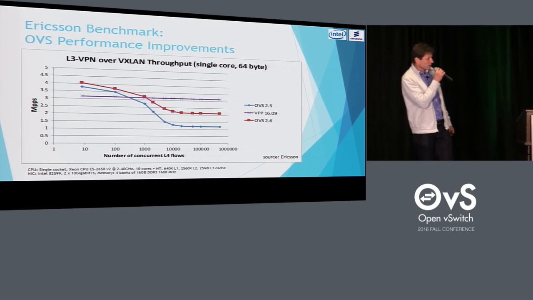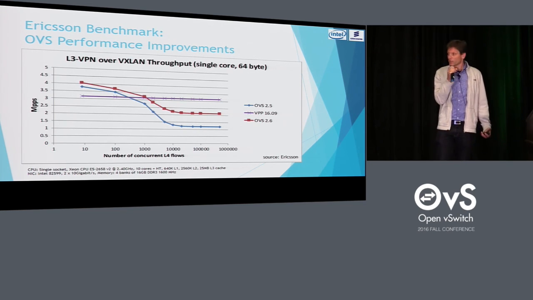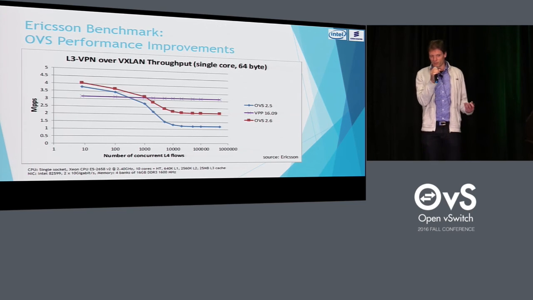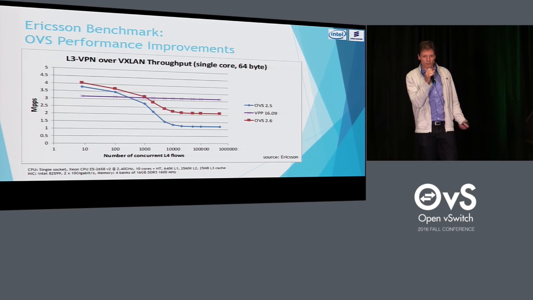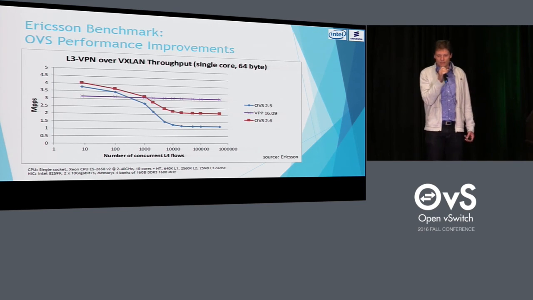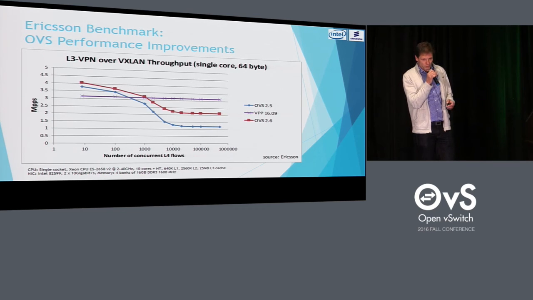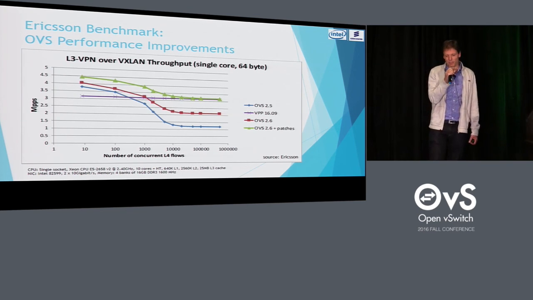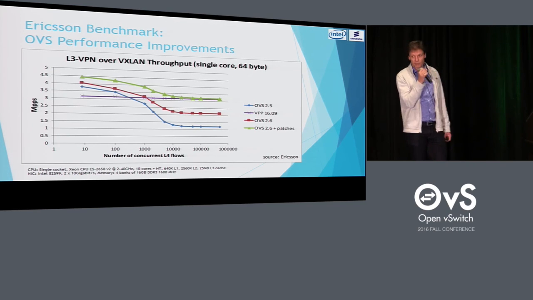That is the right-hand side, and that is the area which is interesting for us in NFV because the systems are exposed to a large number of end-user flows. But we still have a significant degradation, and so we continue to improve on that. And if you look at the complete set of patches that we have been describing, this is the situation that we have today.